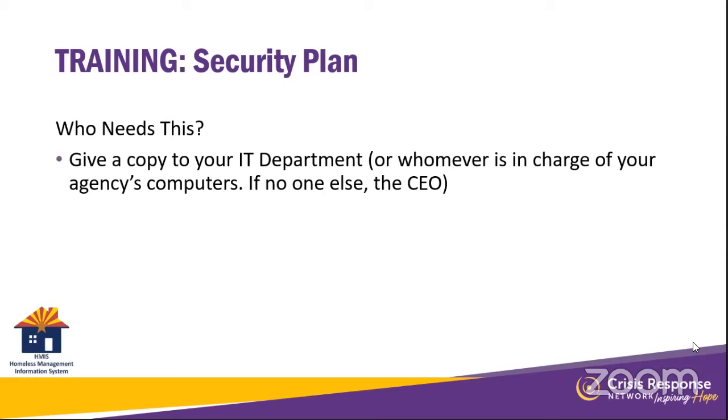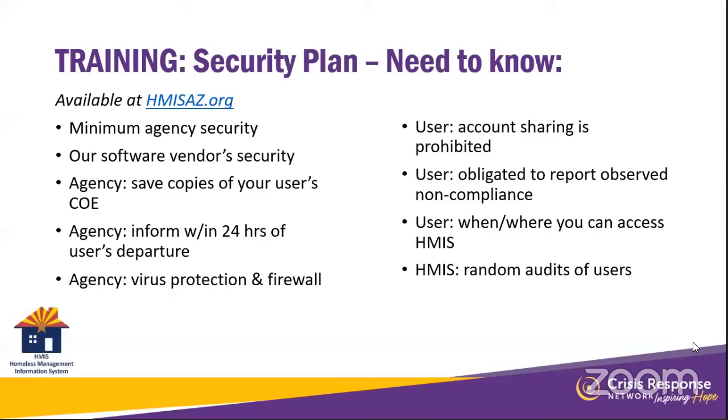All right, so first we're going to start by going over the security plan. For starters, your IT department is the one who needs this, or whoever is in charge of your agency's computers. So if no one else, then please provide a copy of this to your CEO. What do you need to know about this? The document outlines the minimum security for all HMIS agencies, and it outlines the kind of security used by our software vendor. Did you know that they employ 24/7 security personnel and video surveillance of the servers housing our data? How fascinating. Agencies are required to keep a copy of their users' code of ethics on file.